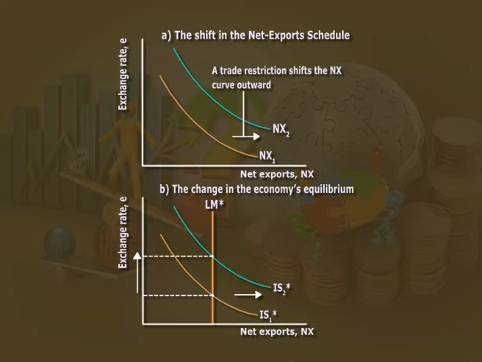The graph shows a tariff or an import quota shifts the net exports schedule in panel A to the right, and hence in panel B the IS* curve shifts to the right, raising the exchange rate and leaving income unchanged.